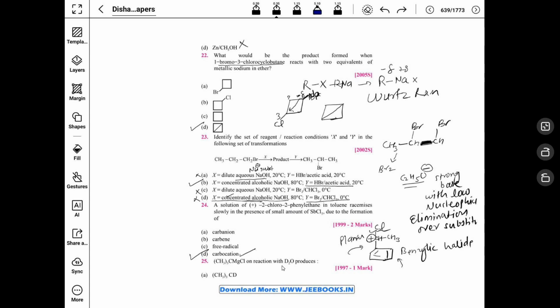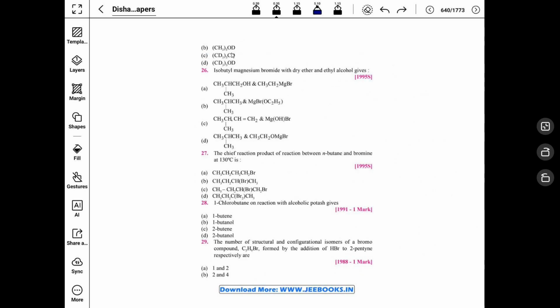Now 25. So this is a Grignard reagent. Reaction with D2O produces... Grignard reagent easily gets a proton from the acidic medium. So what will be the product? CH3MgX. So Mg will break off and with hydrogen it gives the hydrocarbon. Since we have deuterium, it will take the deuterium. So this should be the correct answer. Let's look at the other options. CH3COD, no. This cannot be the answer. Other deuterium, no, it will not go to other places. So the correct answer is A.